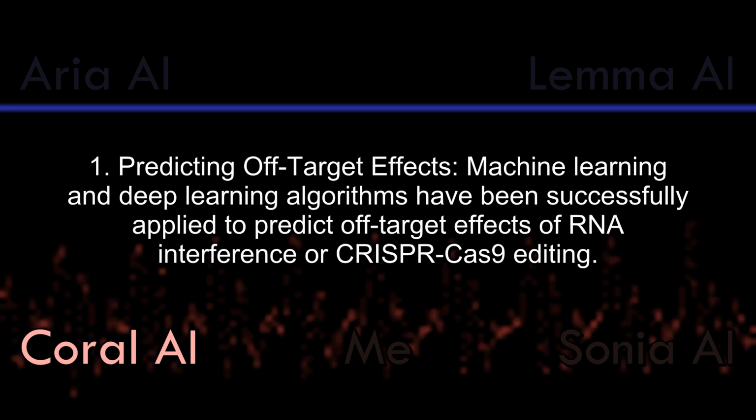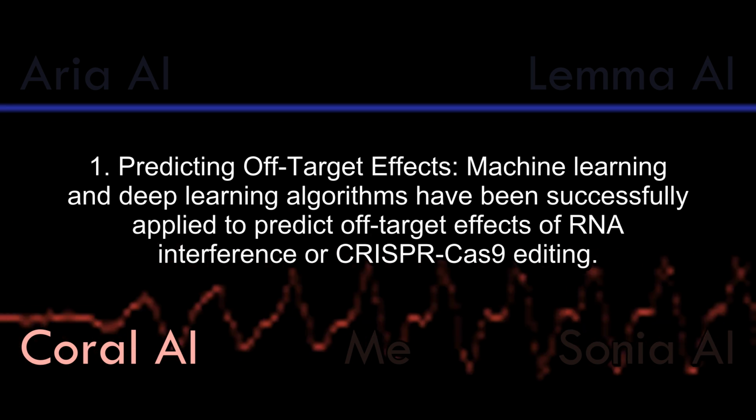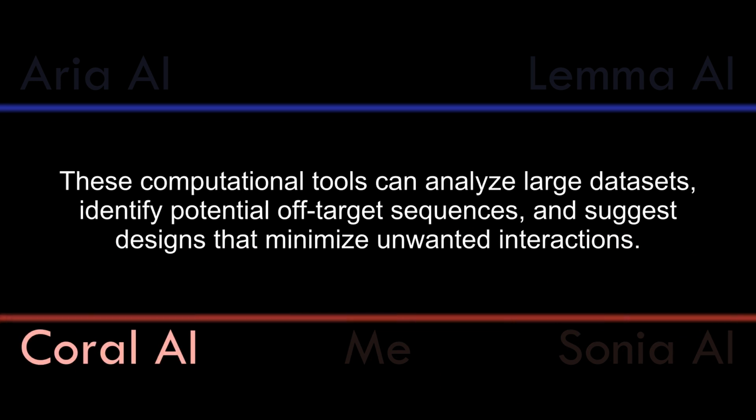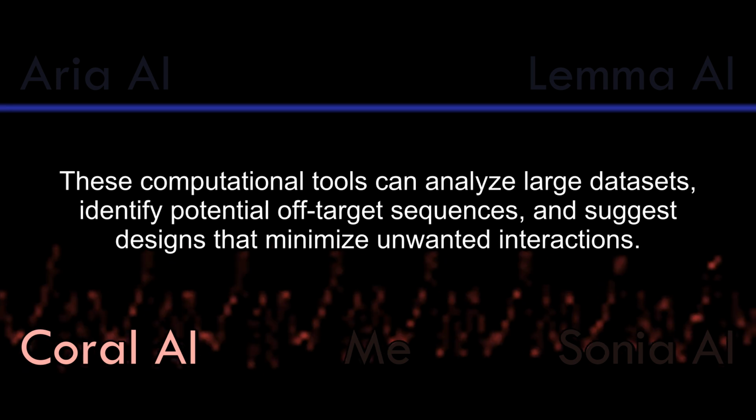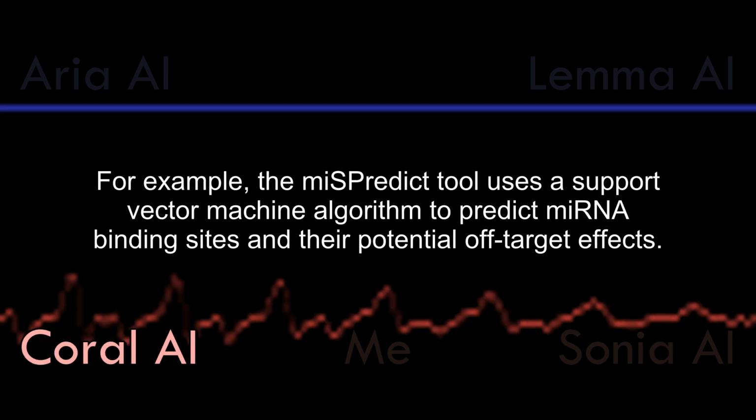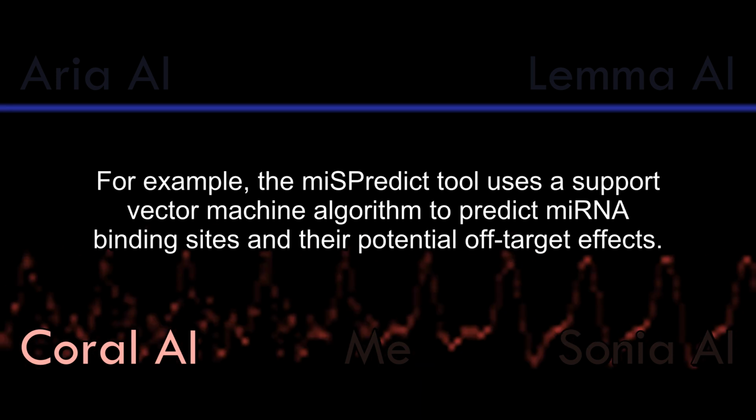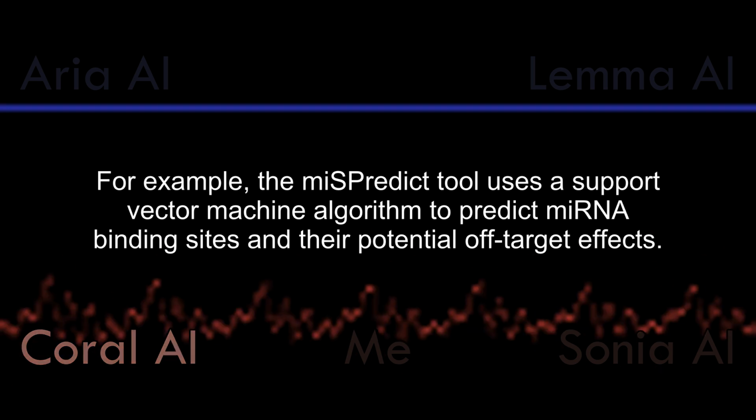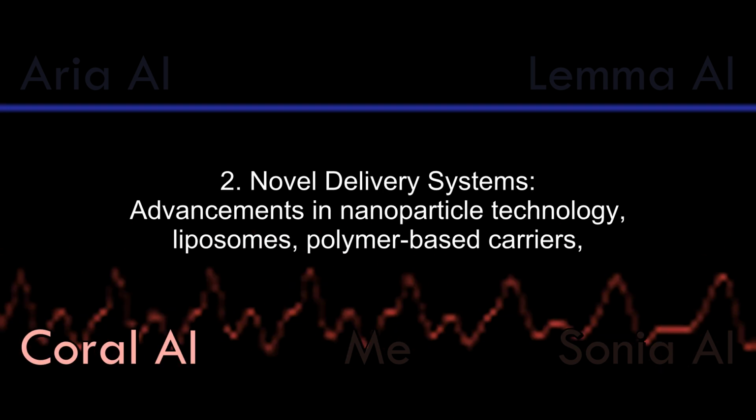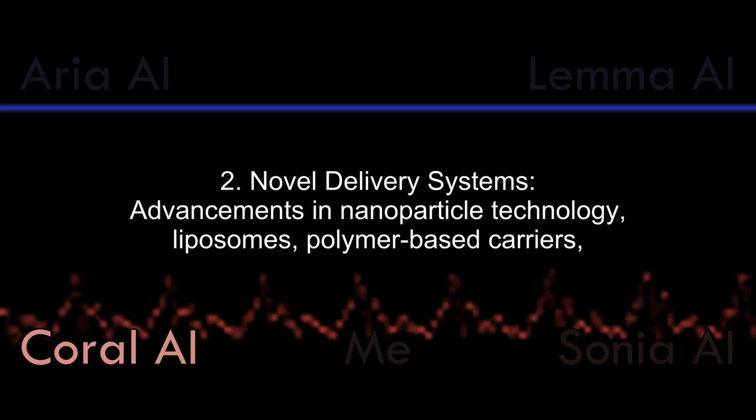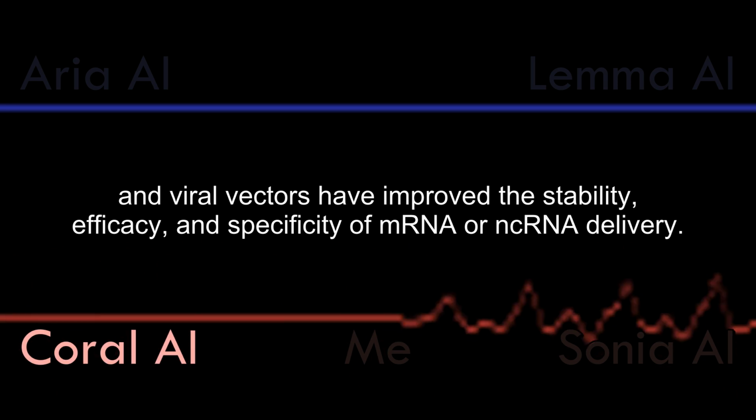Machine learning and deep learning algorithms have been successfully applied to predict off-target effects of RNA interference or CRISPR-Cas9 editing. These computational tools can analyze large datasets, identify potential off-target sequences, and suggest designs that minimize unwanted interactions. For example, the MySPredict tool uses a support vector machine algorithm to predict mRNA binding sites and their potential off-target effects.